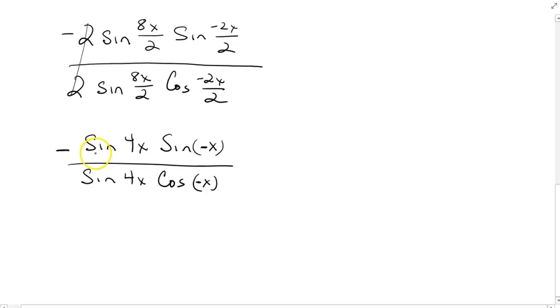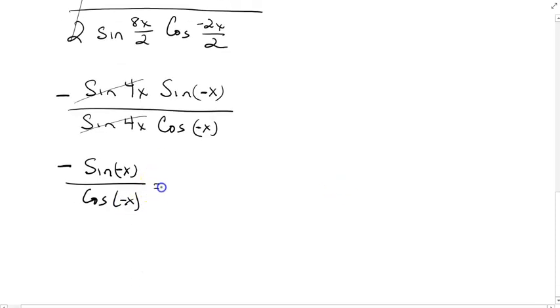I'm going to simplify it some more. Well, the sine 4x's go away. So I have negative sine negative x over cosine of negative x. But I can apply that even odd. Sine is an odd function, so the negative moves out front. So I have negative sine x. But cosine is even, so it gets absorbed and does not move out front. It just becomes cosine of x. Negative times a negative is sine x over cosine x.